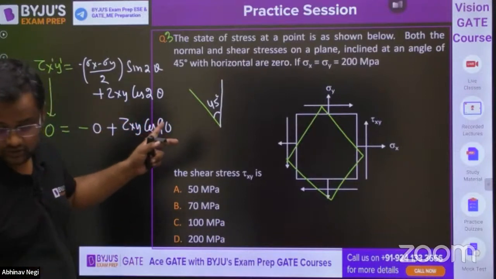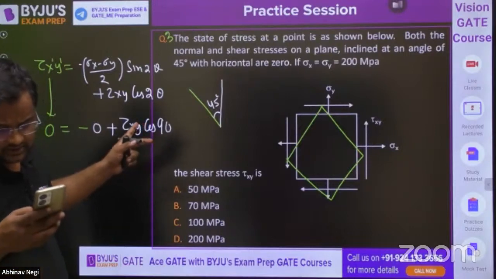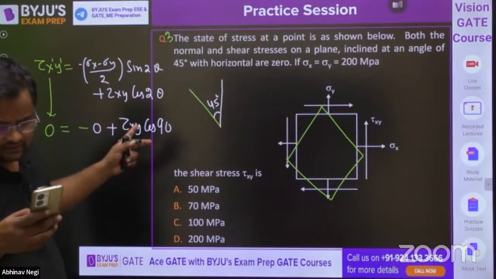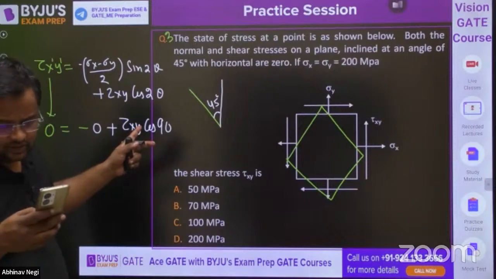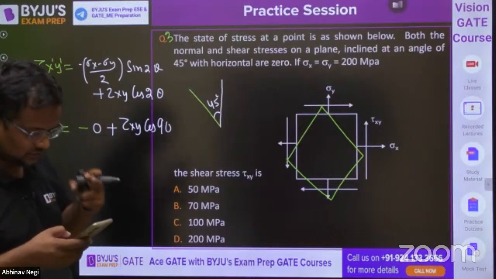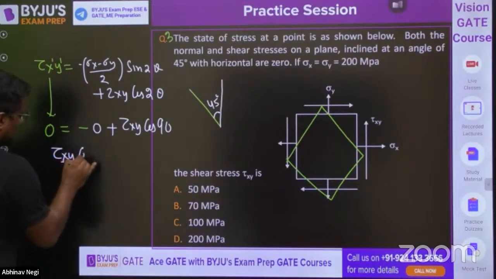Please, I guess I'm writing the wrong formula. Let me check. This will be sigma x minus sigma y. Now the formula is also correct: sigma x minus sigma y by 2 sine 2 theta plus tau xy cos 2 theta. Please check, guys, am I applying the formula correctly or not? Please do check. Tau xy cos 2 theta is 0. Okay, let it be from here. Tau xy cos 2 theta is equal to 0.